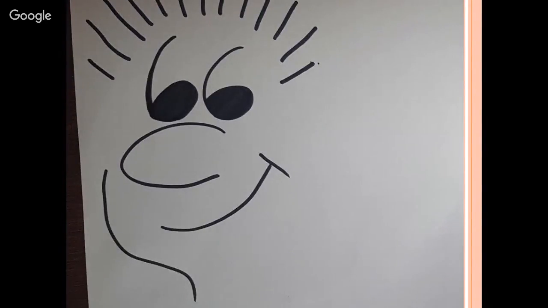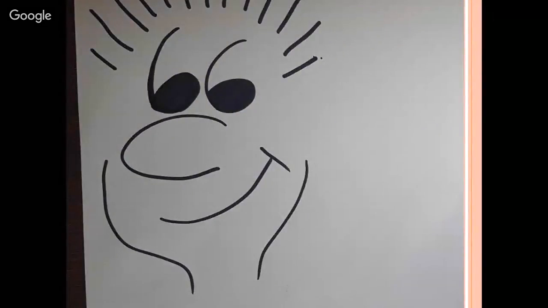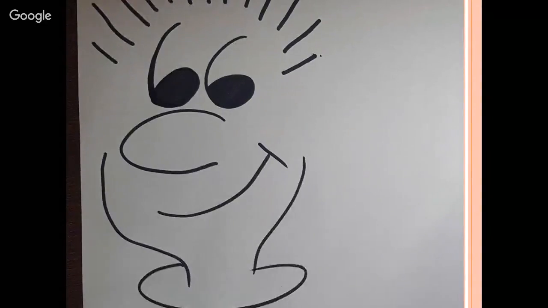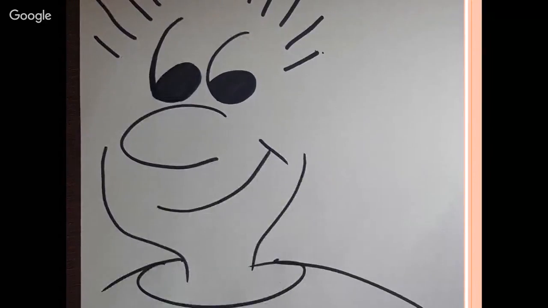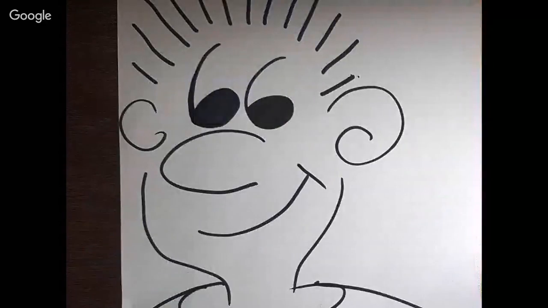Draw his neck now. One curly line that starts from his mouth. Another one under his hair. Next, the top of the shirt. Basically a circle. Two more lines for his shoulders. Hey, and don't forget his ears. We drew a person.